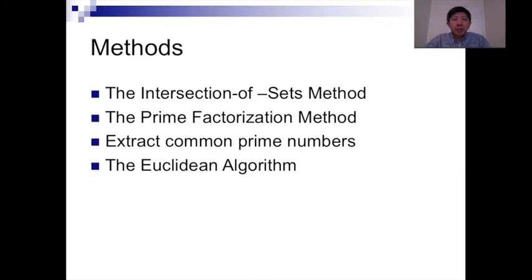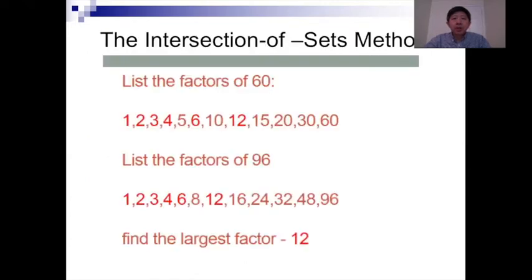And there are a couple of methods we can use to find the GCF: the intersection of sets method, the prime factorization method, extracting common prime numbers, and the Euclidean algorithm. So the first method is the intersection of sets method.